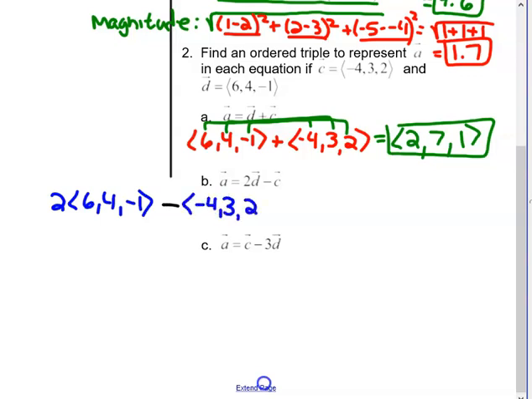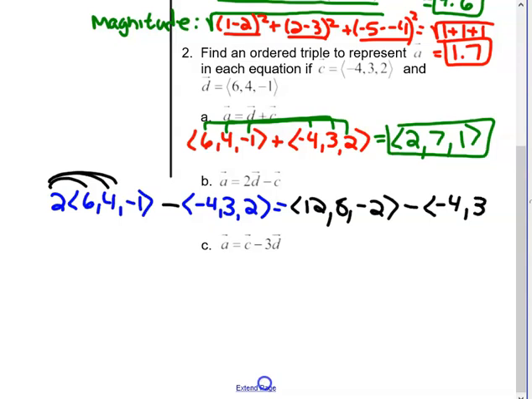-4, 3, 2. So we'll start by doing scalar multiplication. 2 times 6, 2 times 4, 2 times -1. And we're going to subtract -4, 3, and 2. Just something I would probably suggest, because we're going 12 minus -4, 8 minus 3, -2 minus 2, something that simplifies things is if you add the opposite.